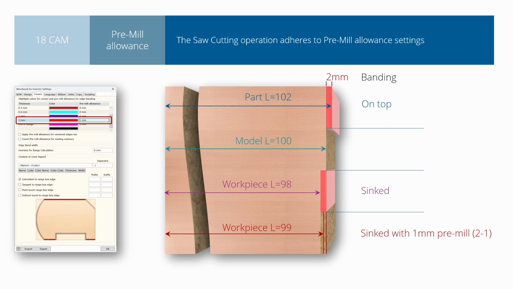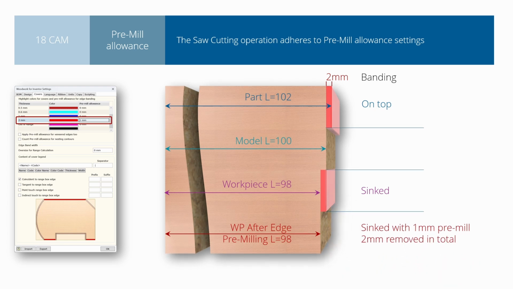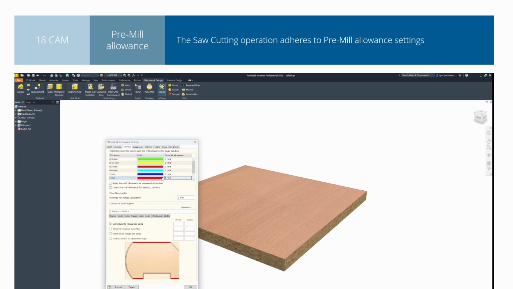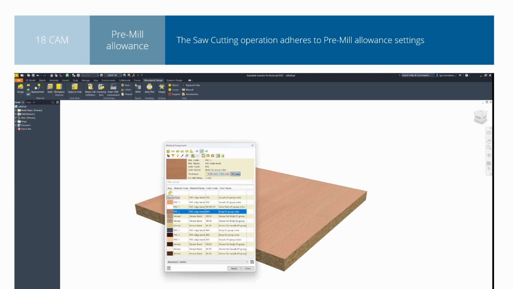Lastly, let's consider a sunk edge banding with pre-mill allowance set to 1mm. Now the workpiece decreases only by the difference between the thickness of the edge banding and the pre-mill allowance value. The remaining 1mm will be removed by the milling tool of the edge banding machine. By utilizing the pre-mill allowance option, the final geometry just before applying the edge banding appears the same as in the case of sunk edge banding. When we apply the edge banding, it will be flush with the edge. Woodwork takes into account the pre-mill allowance settings and performs the saw cutting operation, leaving 1mm for the milling tool of the edge banding machine.